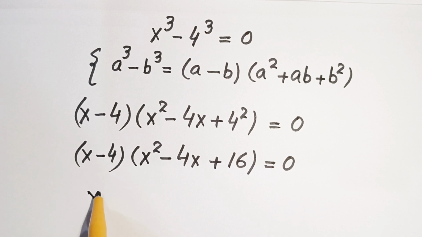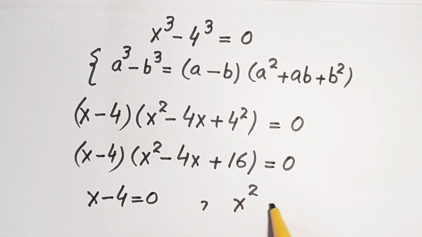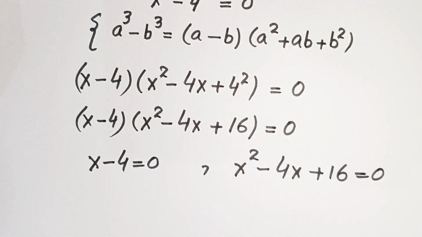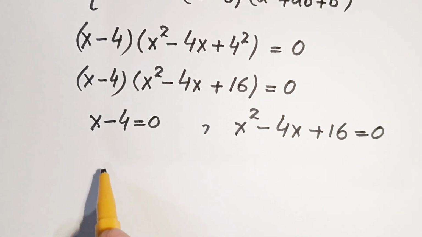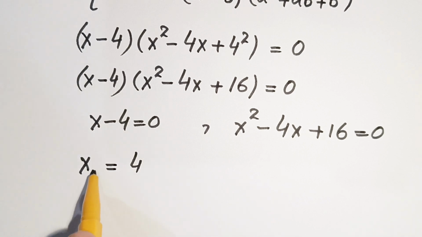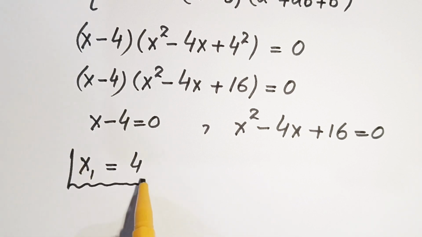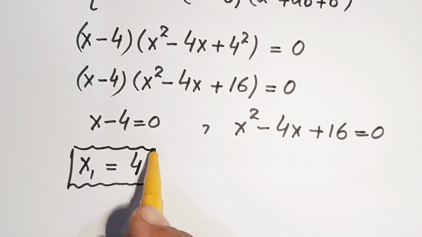So here we have x minus 4 is equal to 0 and x squared plus 4x plus 16 is equal to 0. From the first equation, shifting minus 4, we get x is equal to 4. Let's say it is our x1. So we get the value of x1, which is a real value, that is x1 is equal to 4.